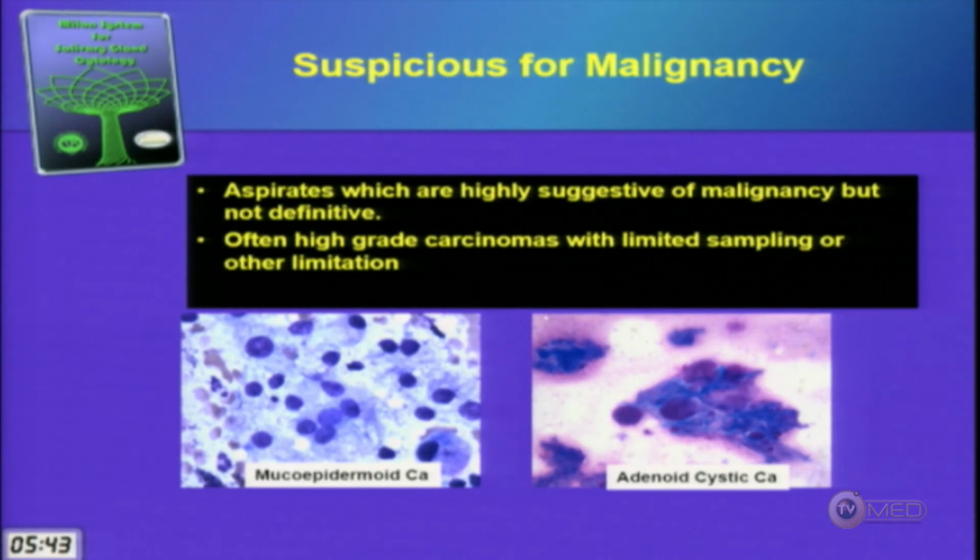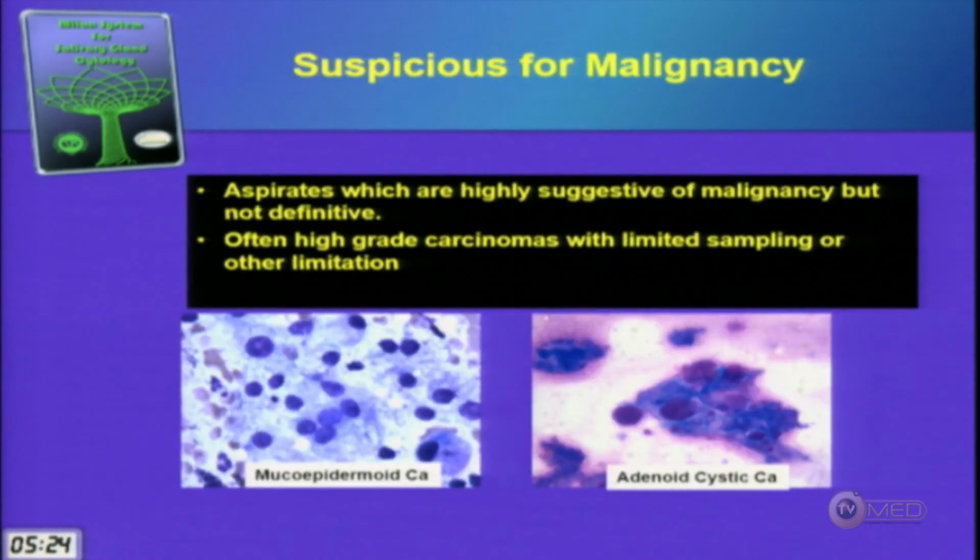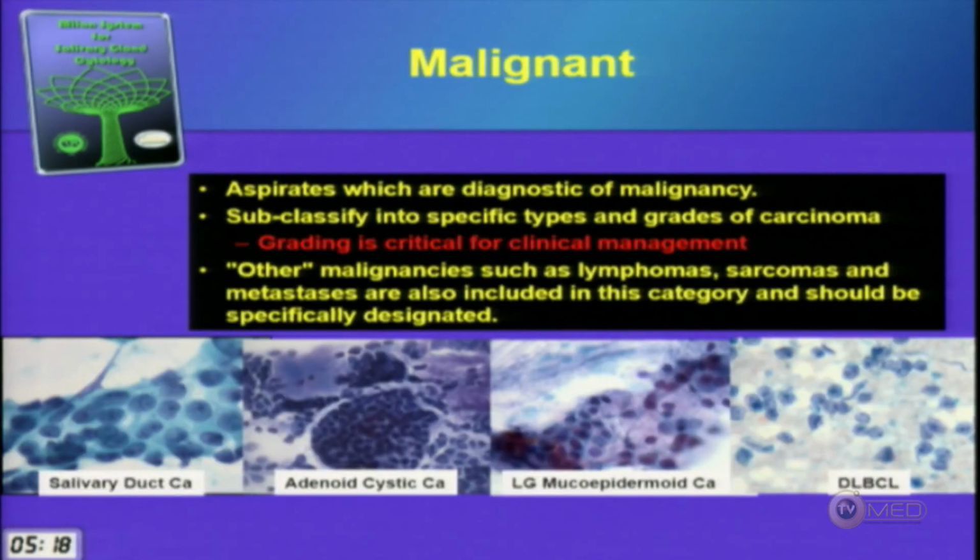This also kind of looks like mucoep. It kind of has a mucoid background, and there's some maybe mucin-containing cells. Maybe I don't have any material for ancillary studies, I'm not quite sure, and so I'll put it into suspicious for malignancy. And many of the high-grade cancers that you do not have a good sample of may also fall into the suspicious for malignancy category.